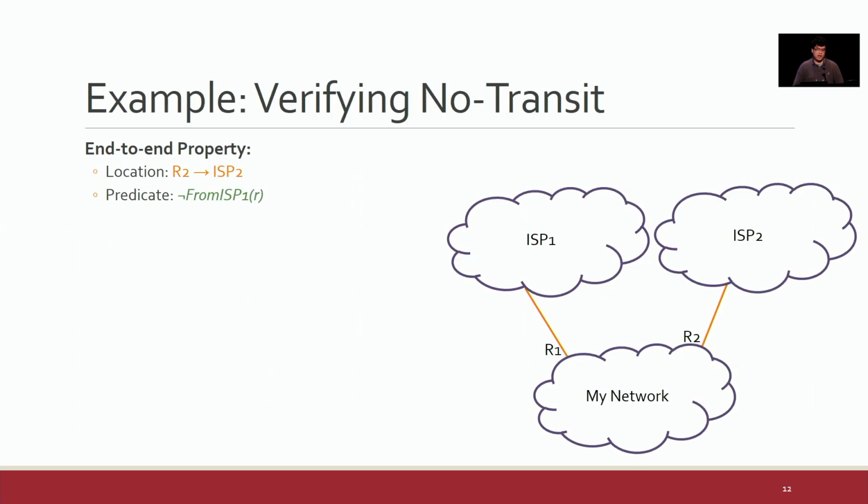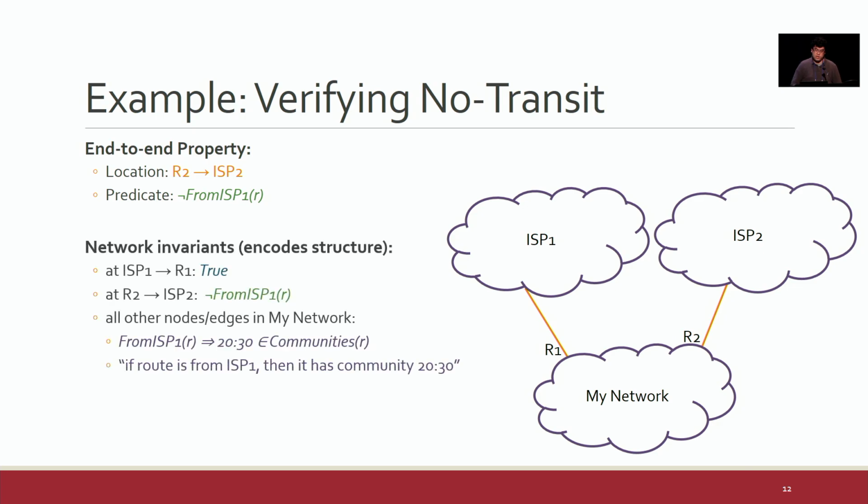To briefly illustrate how this works, let's consider the node transit example again. So the user wants to verify an end-to-end property, that routes from ISP1 are not sent to ISP2. In order to do this, we ask them to provide a network invariant which encodes the structure that we expect in the network. So for example, we expect that ISP1 can send anything. We expect that R2 should not send routes that come from ISP1, and we expect that if a route is inside the network that originated from ISP1, then it should have a particular community attached.